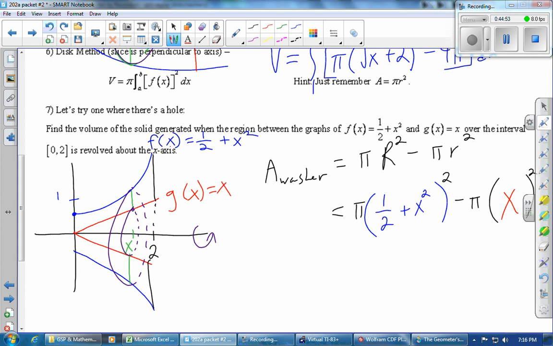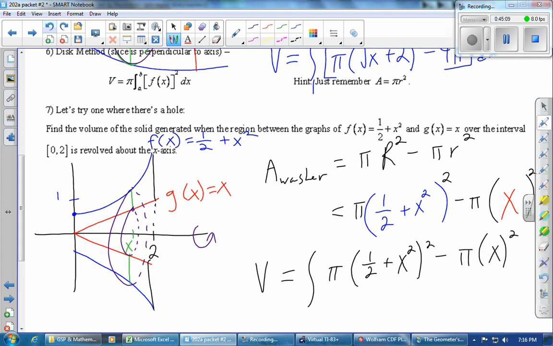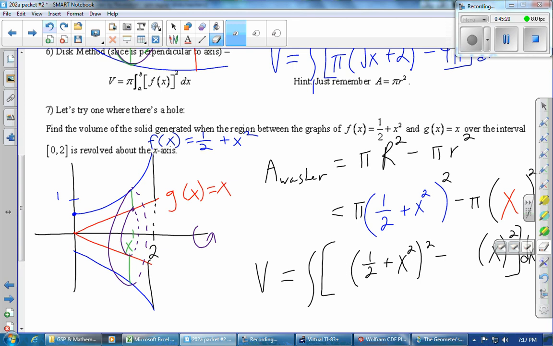All right, hunky-dory. We stick this into an integral, just as is, pi times 1/2 plus x squared squared minus pi times x squared. There's a dx, brackets around the whole thing. And I'm going to go ahead and pull those pi's out. You're welcome to leave them in, or you can factor them both out. It's a little bit cleaner if they all come out to the front.